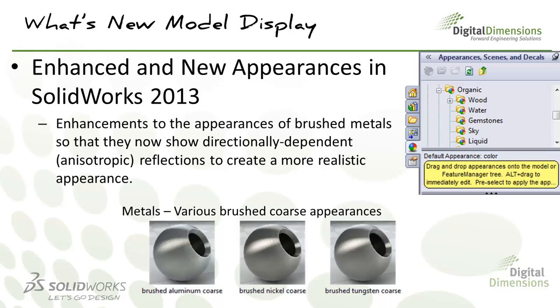And some additional changes to appearances in SolidWorks 2013. They've enhanced a few existing appearances, specifically brushed metals, so that they are now anisotropic, or that they will now show directionally dependent reflections. Thus, it'll create a more realistic appearance. And they've also added some new appearances in SolidWorks 2013. In fact, we were just talking about brushed metals, and under metals, they've added the following brushed coarse appearances. We have aluminum, nickel, and tungsten.